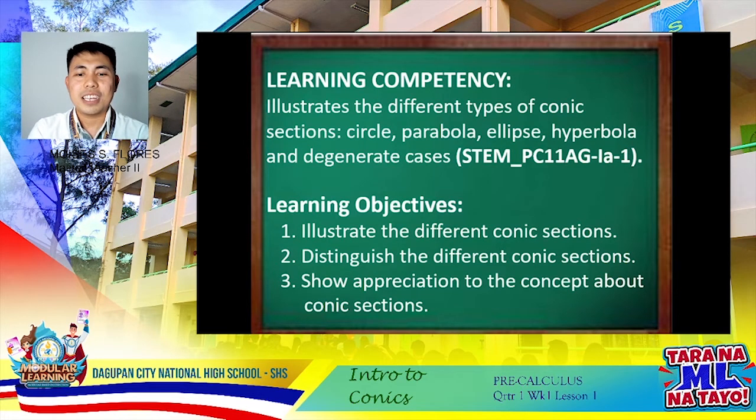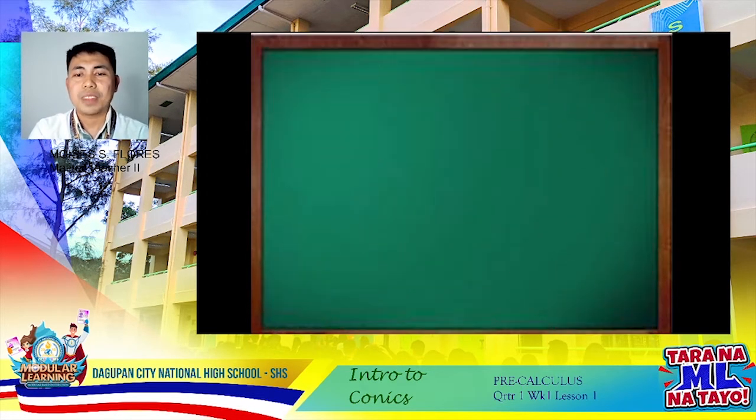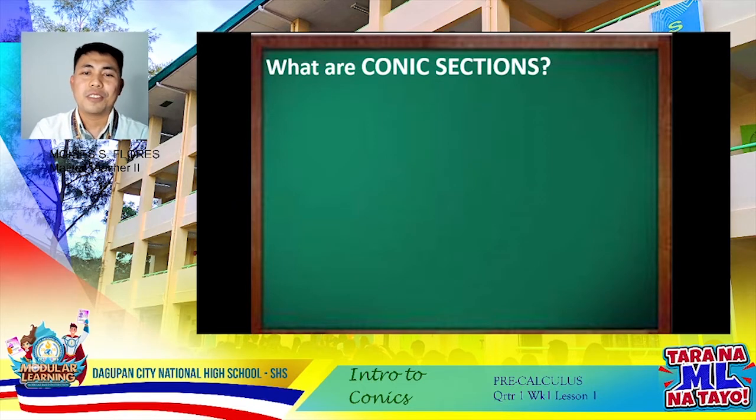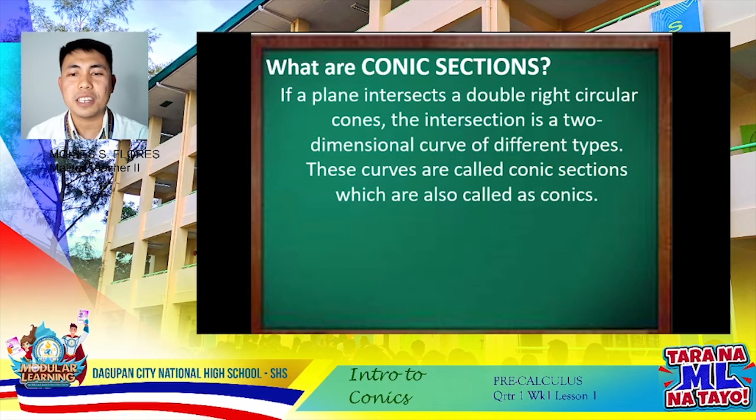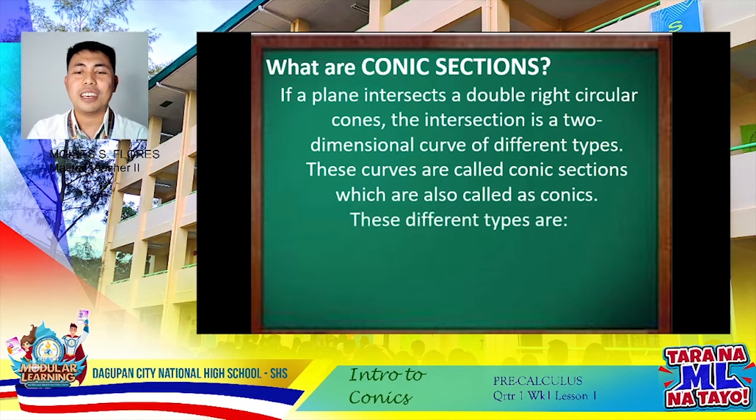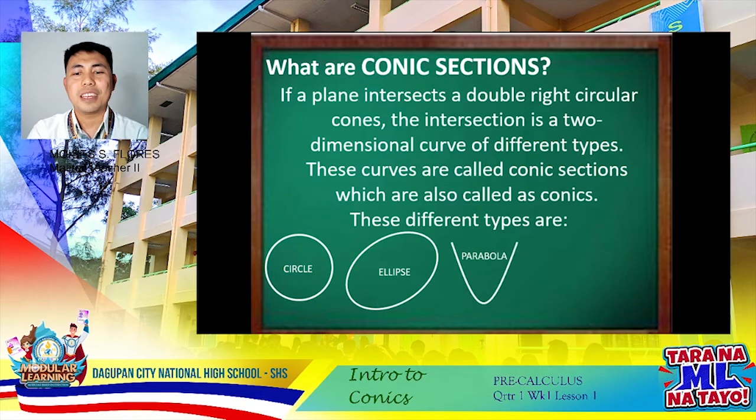So let us now have our definition of conic sections. We have conic sections if a plane intersects a double right circular cone. The intersection is a two-dimensional curve of different types. Did you know that these curves are called conic sections, and in some other textbooks, conics for short? Now, what are these different types of conics? The first ones we have here are circles, ellipses, parabolas, and of course, hyperbolas.